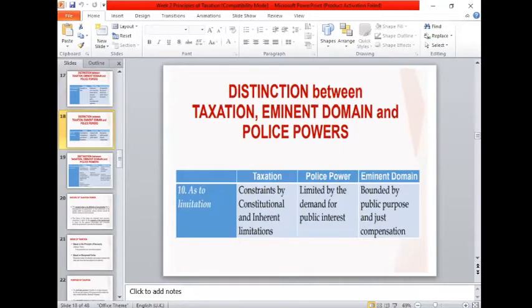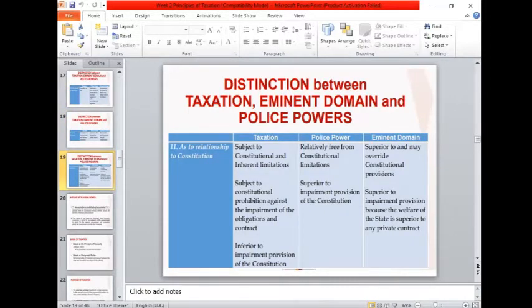As to the limitation, the distinctions are that the taxation power is constrained by constitutional and inherent limitations. The police power is limited by the demand of the public interest, and eminent domain is bounded by public purpose and just compensation.